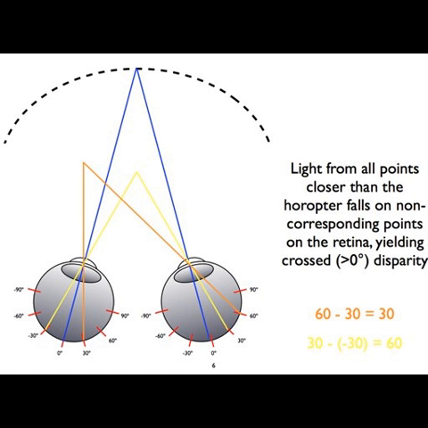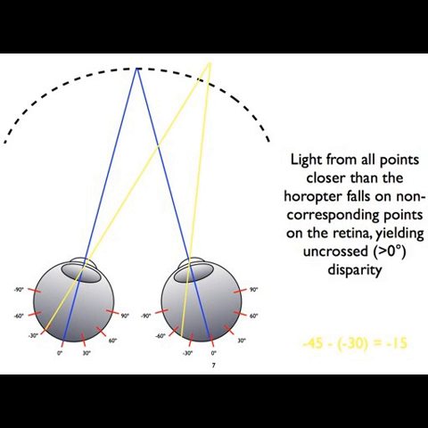So what does that mean about things that are farther away than the horopter? Right, there'll be negative numbers. So light from all points closer than the horopter fall on non-corresponding points. Things that are farther away are going to have uncrossed disparity. So they're going to be less than 0. Sorry, I've got my greater than, less than sign backwards here. So this should be less than 0. So it's going to be at 45 degrees in the right eye minus 30 degrees, or a difference of 15.